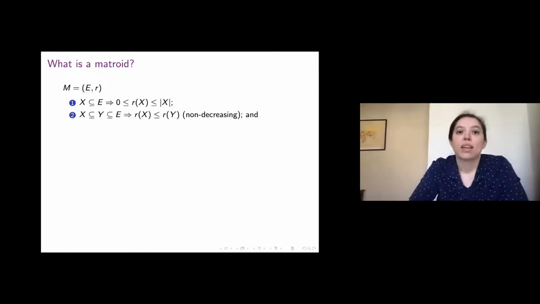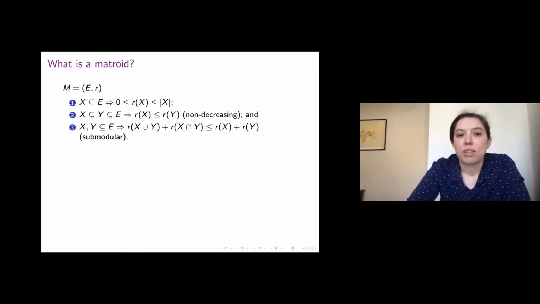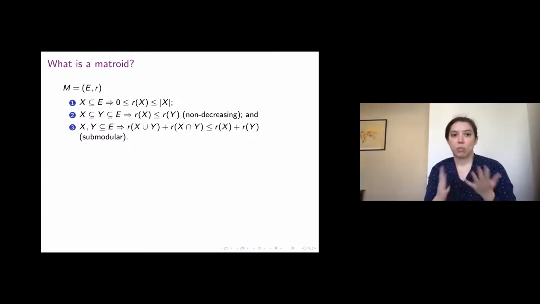The second rule is that it should be non-decreasing. When you add elements to your set, you shouldn't lose rank. So thinking about that in terms of a matroid that you view as a graph or viewing a matrix as a matroid, adding elements doesn't decrease the size of your independent sets. And submodularity, this is really where all the money is. When you have 2 sets and you take the rank of their union plus the rank of their intersection, that's bounded above by the sum of their ranks. So if your function meets these 3 conditions, then what you get is a matroid.